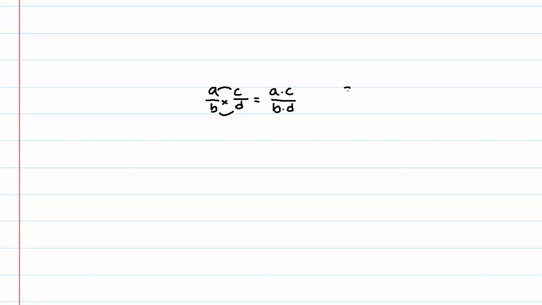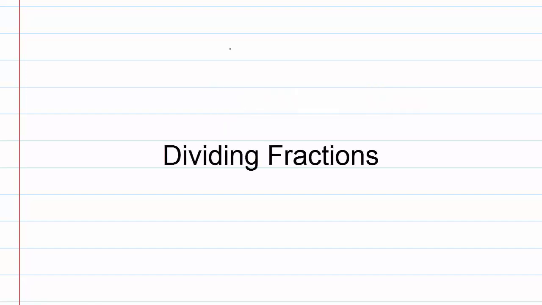As an example, if we have 3/5 times 7/4, how will our fraction look? Well, we multiply across, 3 times 7 is 21, over 5 times 4, which is 20. That's about it for multiplying fractions. And now we can take a look at dividing fractions.